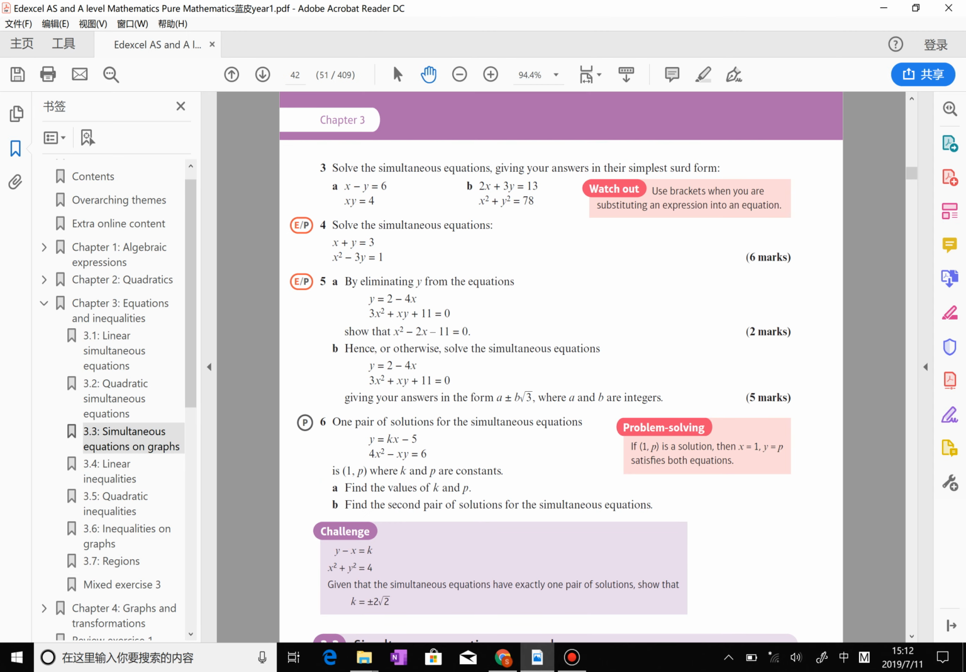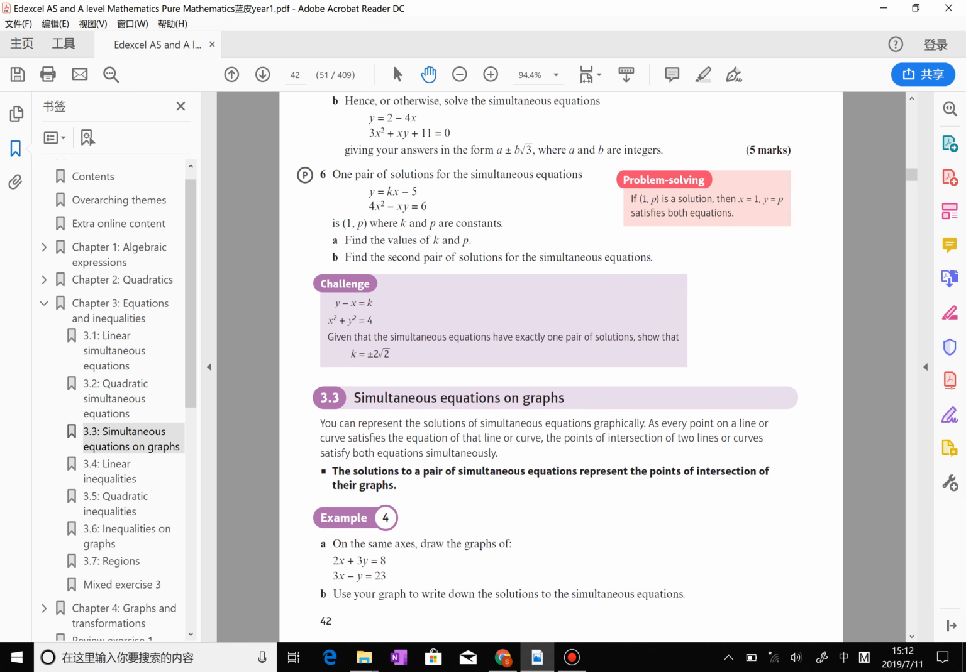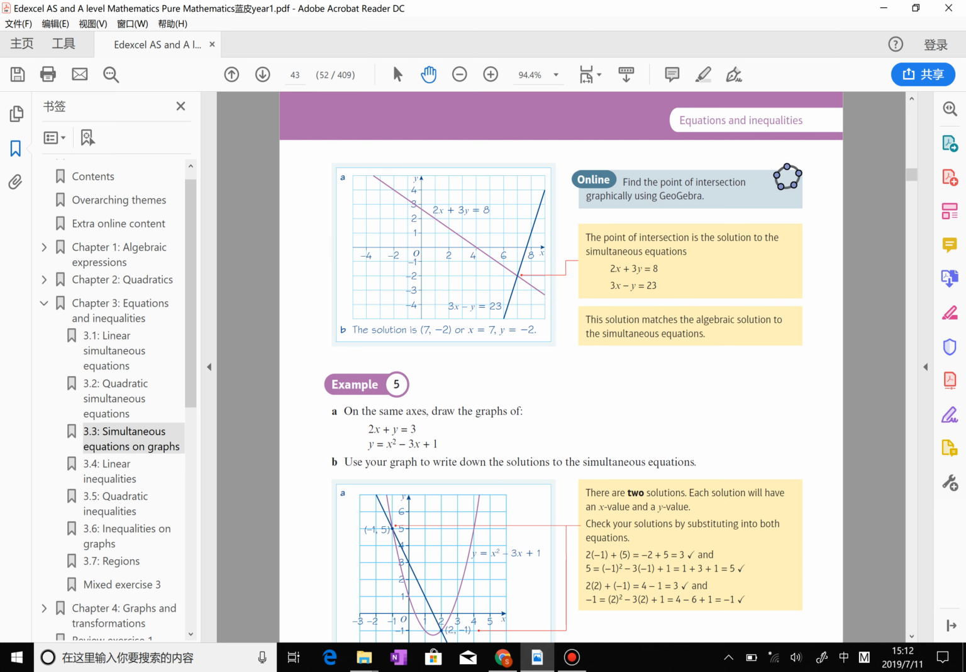And then the first equation, 2x plus 3y equals 8, is a linear line that we can draw on the coordinate system. Also, the second one, 3x minus y equals 23, is also a line. So we draw those two lines together on the same coordinate system graph. Okay, we have this.